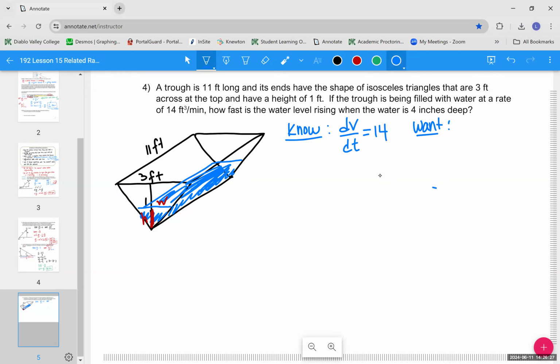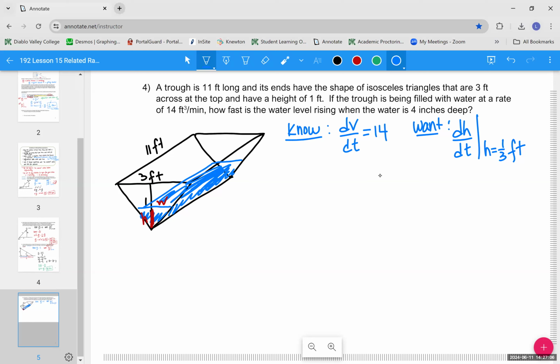And what we are looking for is dh/dt, how that height is changing at the moment when h is what? It's not 4. Why is it not 4? Look at your units. The entire trough is only 1 foot deep. So it can't be that I'm asking how fast is it rising when it's 4 feet deep. It's 4 inches, which would make it 1/3 of a foot. Okay.